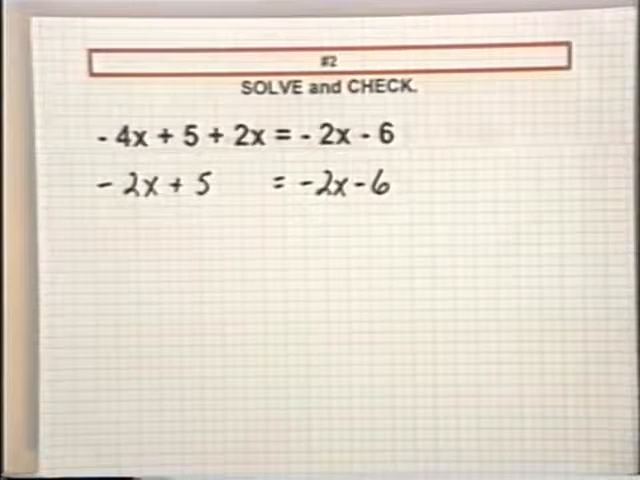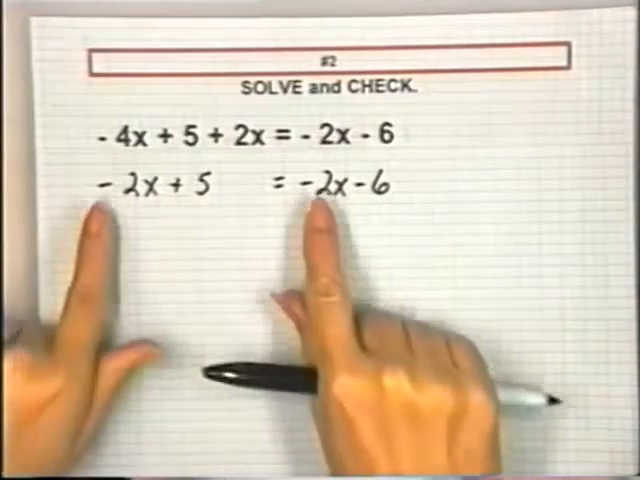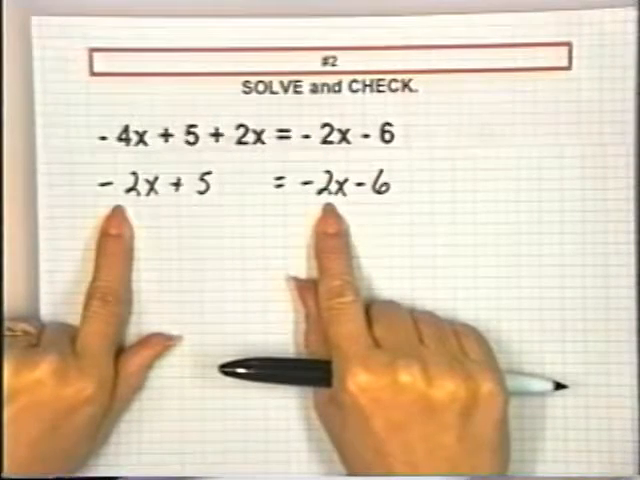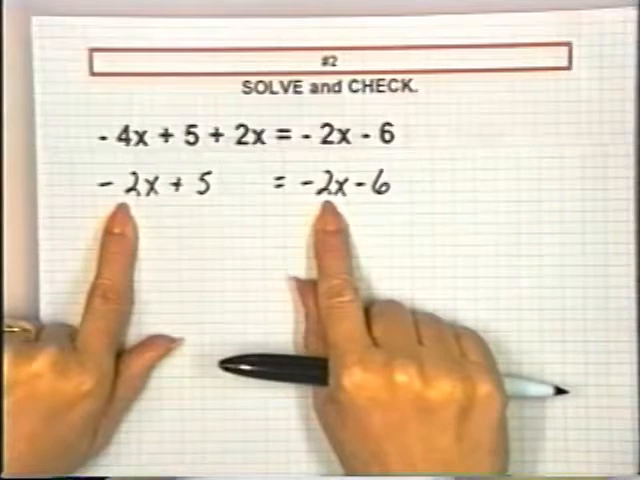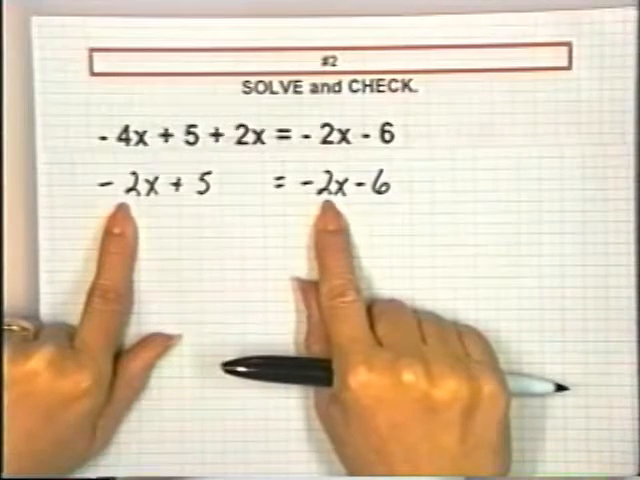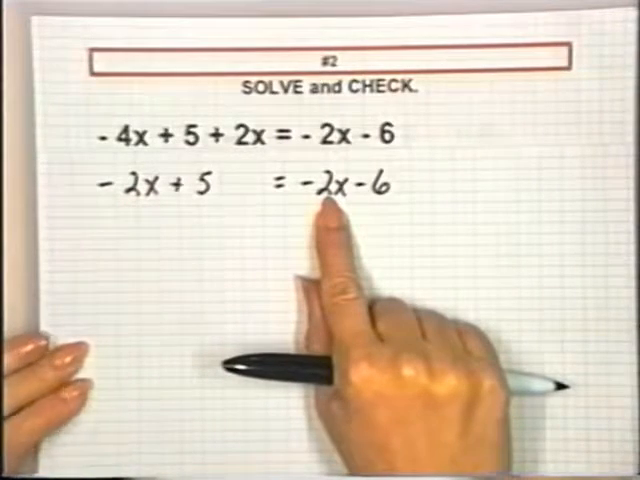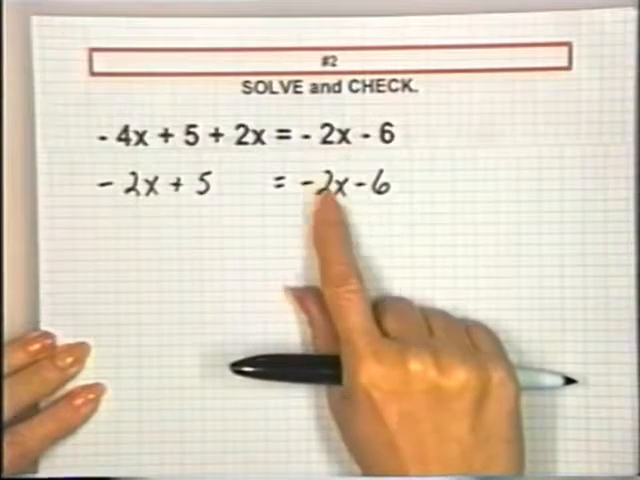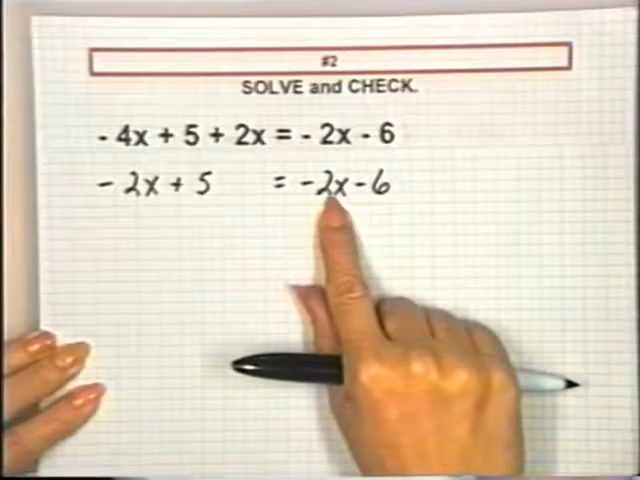I now want to get the x terms on the same side of the equation. Look at the coefficient of the x terms. They are the same. Usually I try to move the smaller. But in this case, since those coefficients are the same, it doesn't matter which term I move. I will choose to move the -2x.